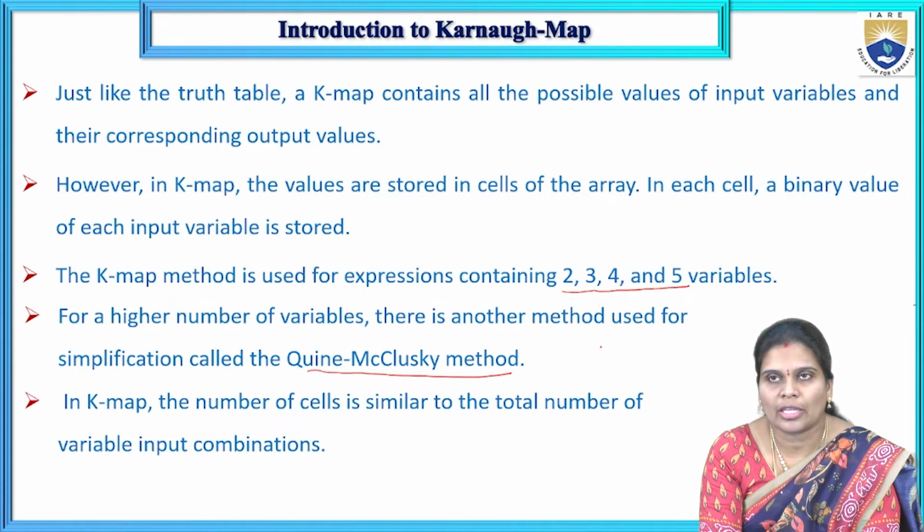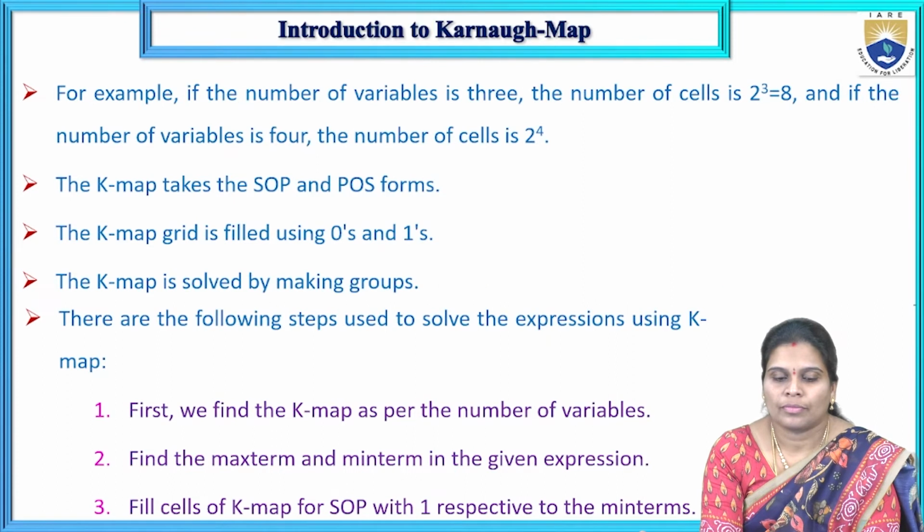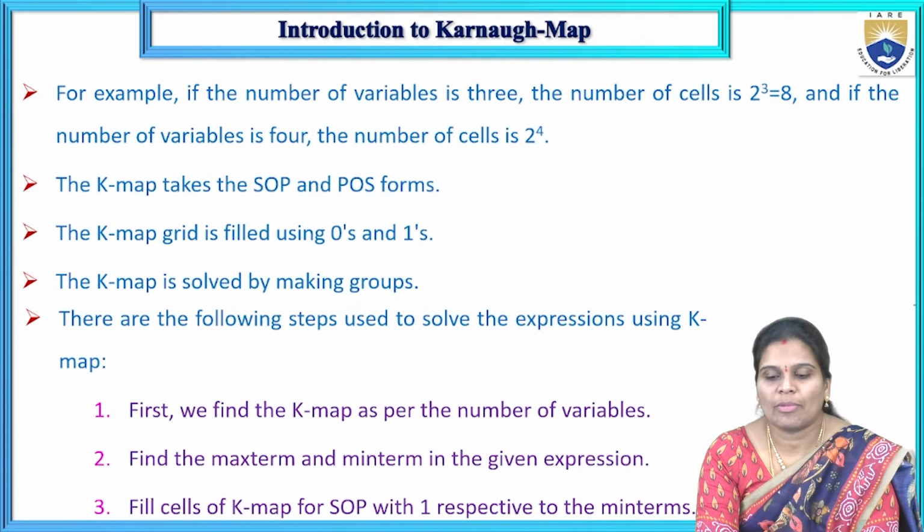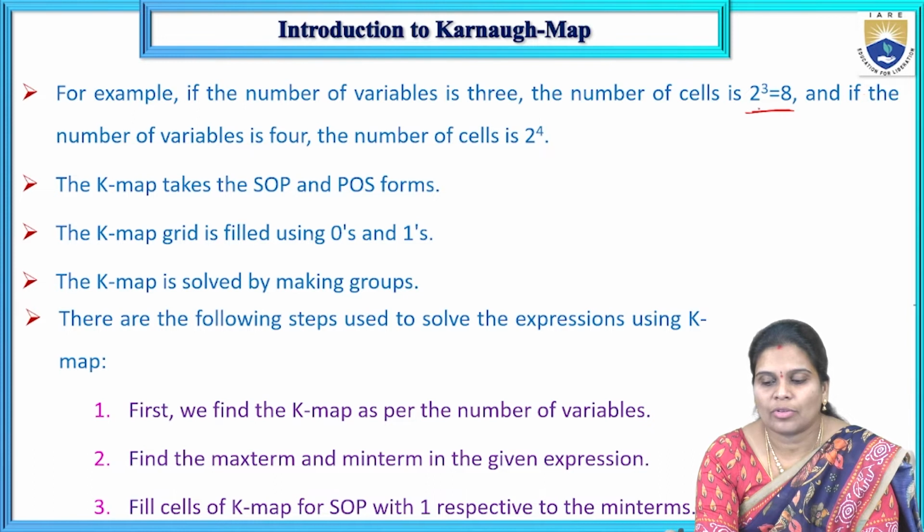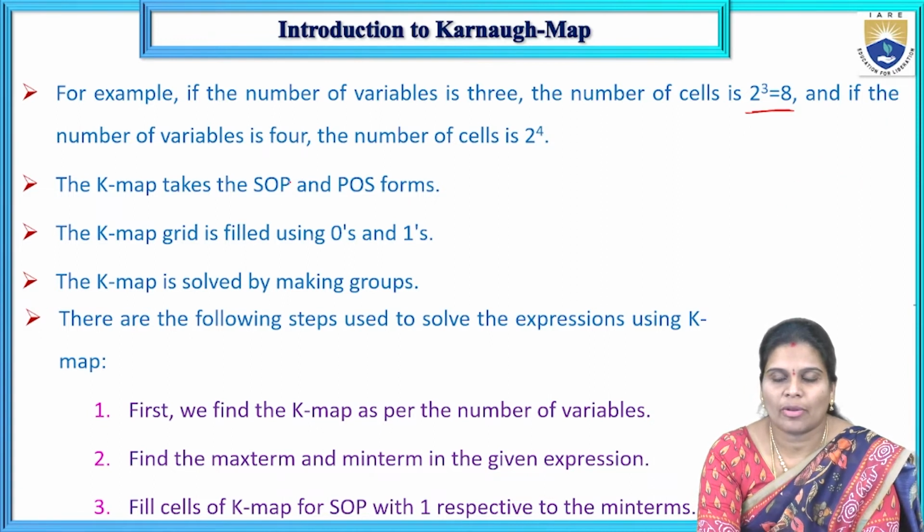If n equals 2, how many combinations are there? 4 combinations, so in this K-map we take 4 cells. For example, if the number of variables is 3, the number of cells is 2 power 3 equal to 8, so there are 8 boxes in total. If the number of variables n equals 4, then 2 power 4 equals 16.